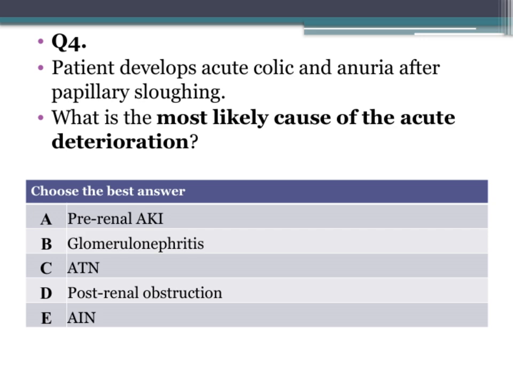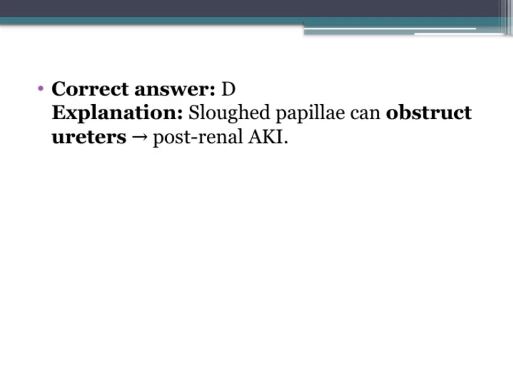This is because the obstruction is located downstream, at the level of the urinary outflow tract, caused by the sloughed papillae blocking the ureter or the renal pelvis. So, when we're thinking about the options, this presentation fits best with postrenal obstruction, which can cause such an acute drop in urine output after an episode like papillary sloughing. It's important to remember that recognizing this pattern helps us quickly identify and manage obstructions to prevent irreversible kidney damage. The correct answer here is D.